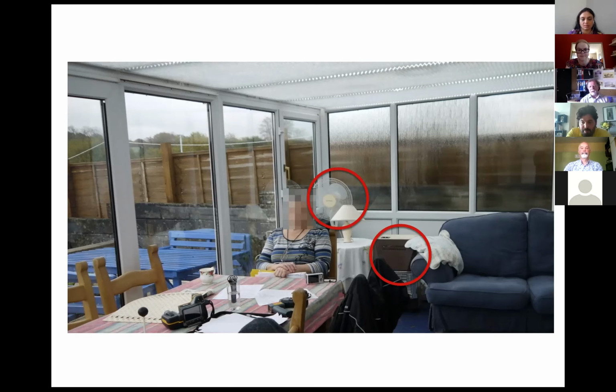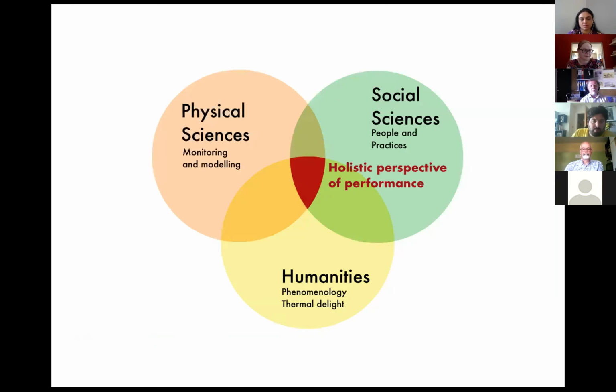So my point, I guess, is that the future, just as building performance evaluation has broadened over the past 50 years, I think it's probably going to broaden further. And I would argue that the real interest in a holistic perspective of building performance lies at the intersection of these three disciplines: the physical sciences, the social sciences, and the humanities.